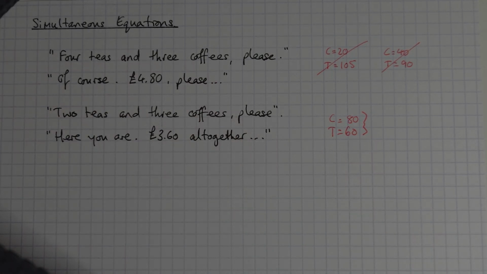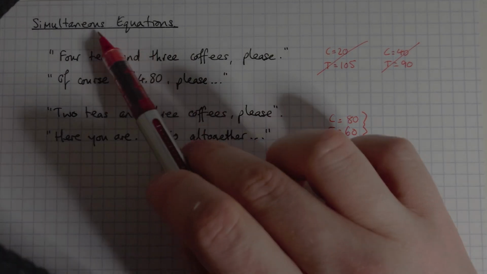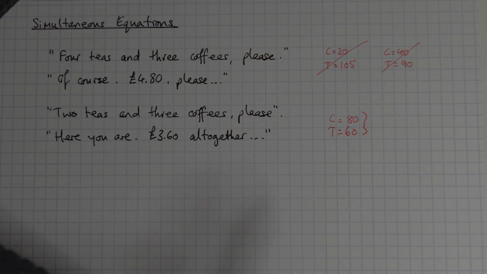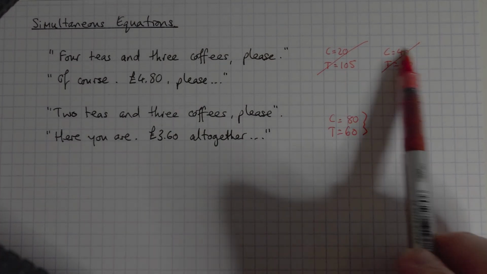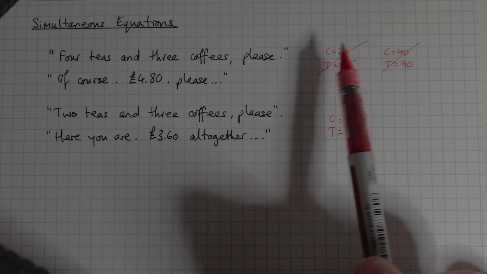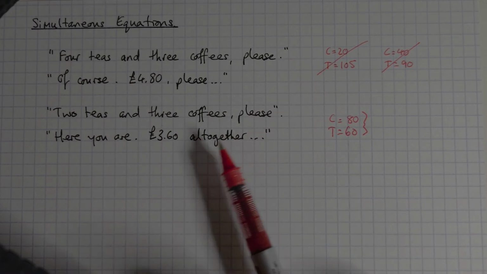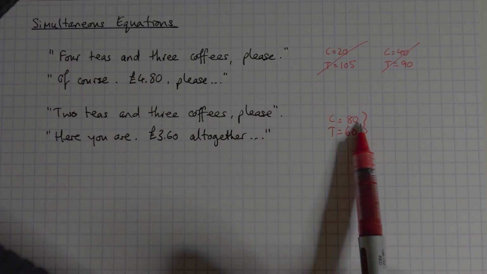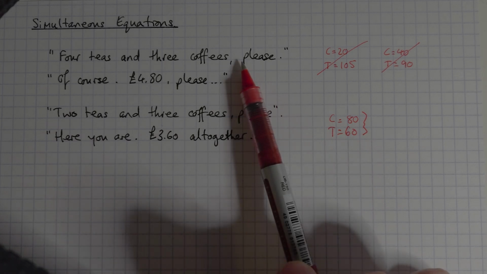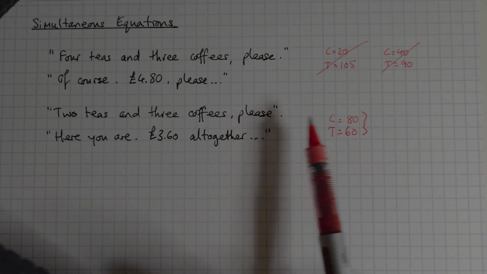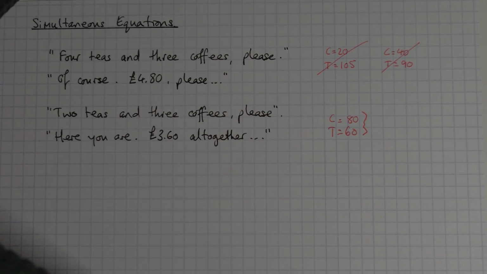What we've done is we've solved both situations simultaneously, so at the same time. The word simultaneous just means at the same time. So although these prices up here could work in this situation, they don't work in this situation. These prices here definitely work here, but they also work here. So these prices work for this situation and this situation at the same time, simultaneously.